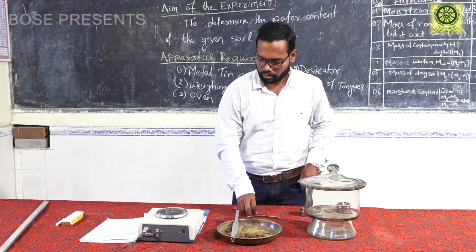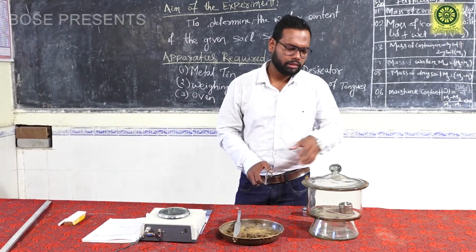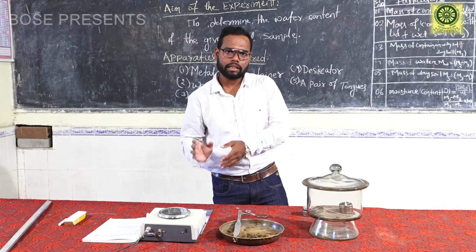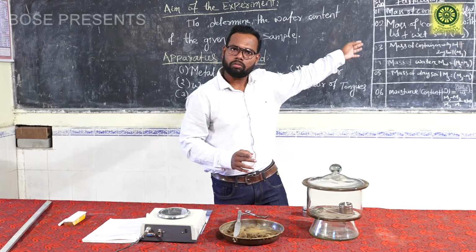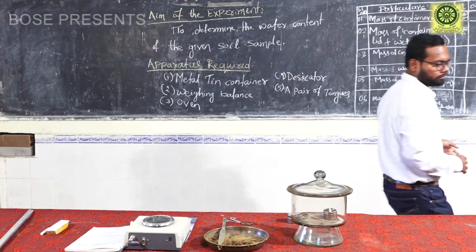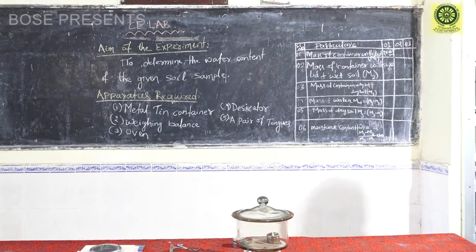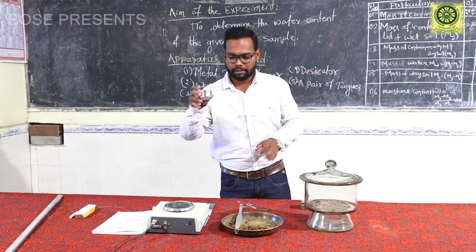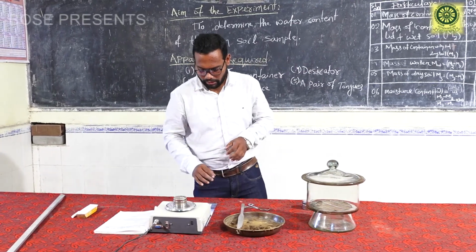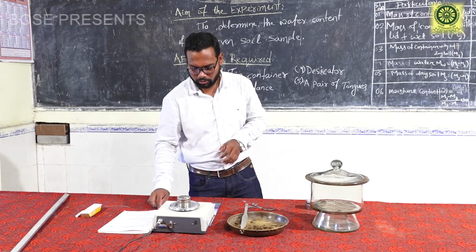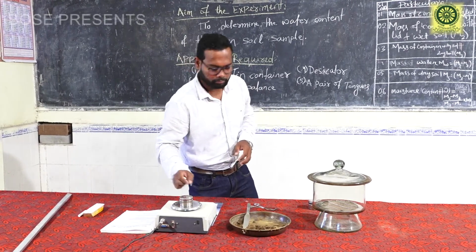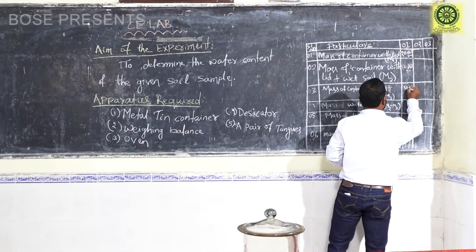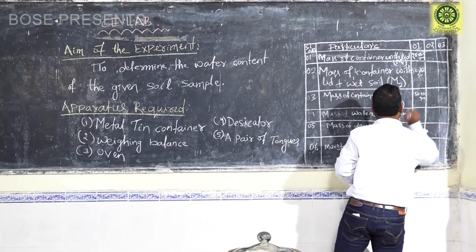So after a few minutes it will get cooled, and then we will again weigh it and write it down in our tabular form. Now it is cooled down, so we need to take its weight, and the weight comes out to 50.135 gram. Okay.